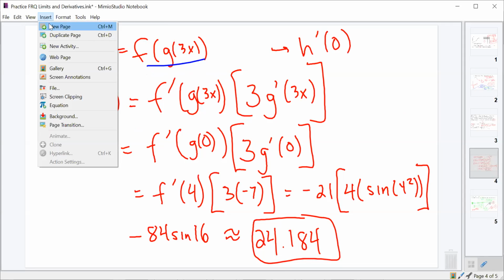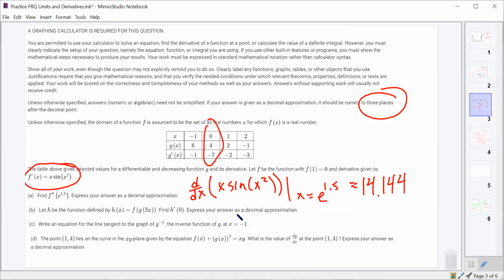So we're going to do part C now. Part C is asking us to write an equation for the line tangent to the inverse of g at x equals -1. So if we're looking for a line tangent to the inverse of g at -1, what rule do you think we're going to use that we've talked about recently?